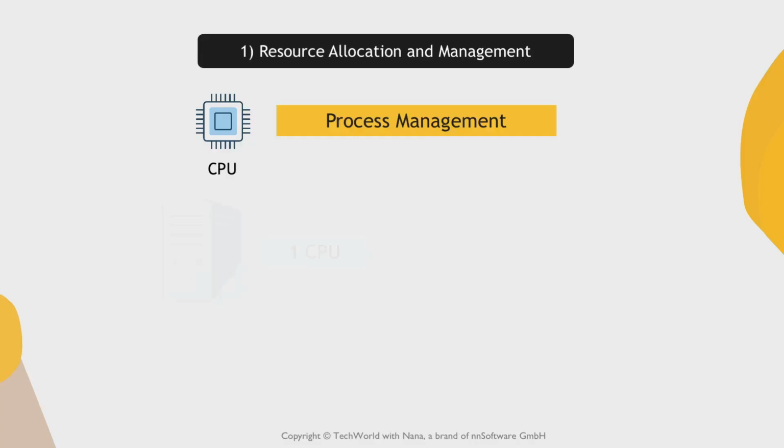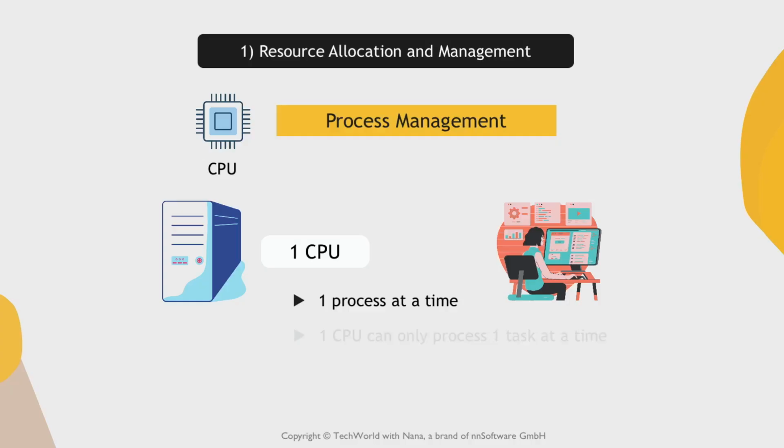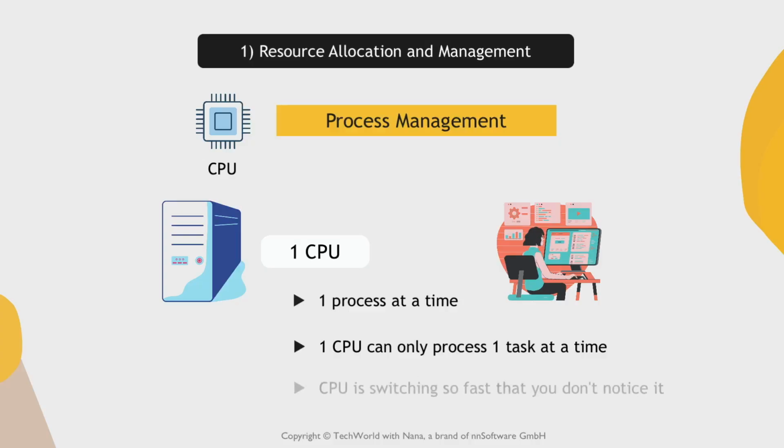Note that if a computer has one CPU, it can process only one process at a time. So you may be doing many things at the same time, like listening to music, browsing web, writing a document, working in your terminal, but one CPU in the background is processing only one task at each time. The CPU is just switching context so fast that you have an illusion of parallel or multitask processing.